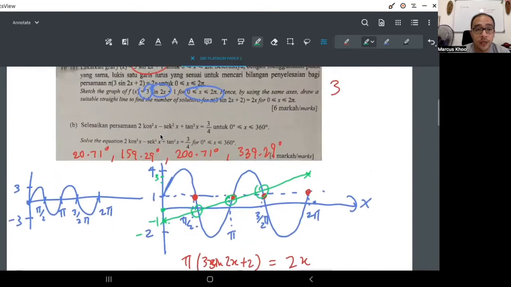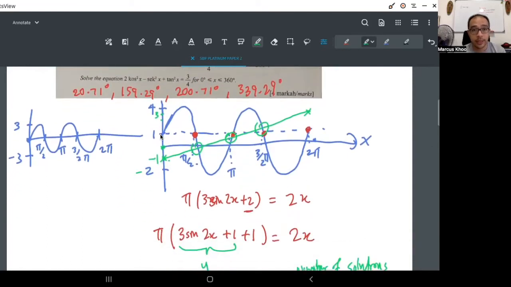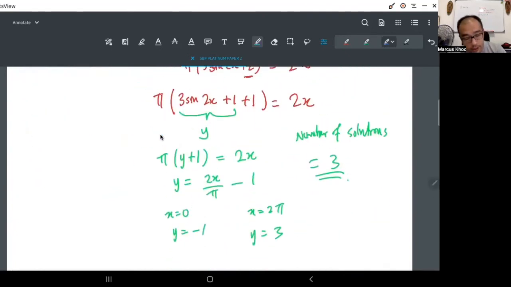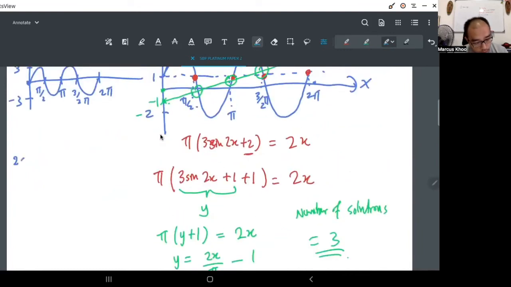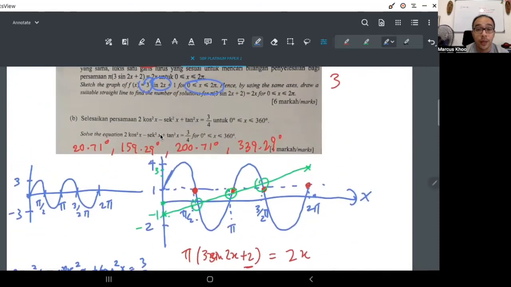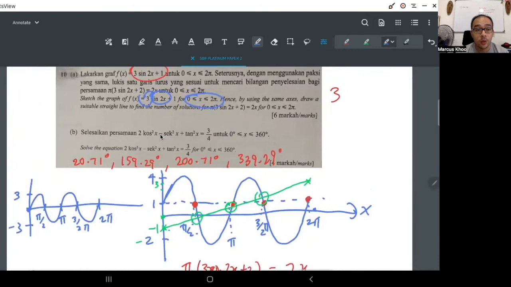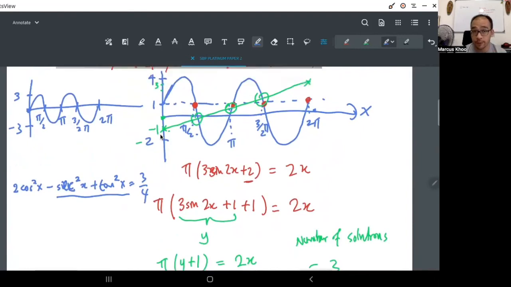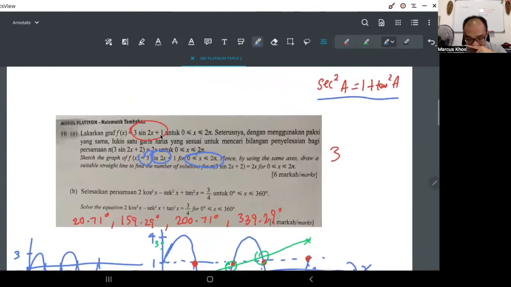Okay, solve the equation 2 cos squared x minus secant squared x plus tangent squared x equals 3 over 4. Now, when you see this, the first thing you need to notice is that secant and tangent are actually connected by the identity, and this is given in the front of the formula list. Secant squared x equals 1 plus tangent squared x.